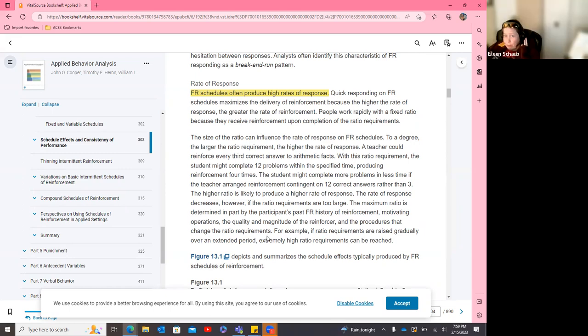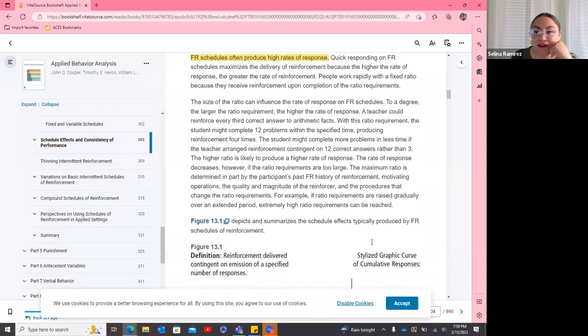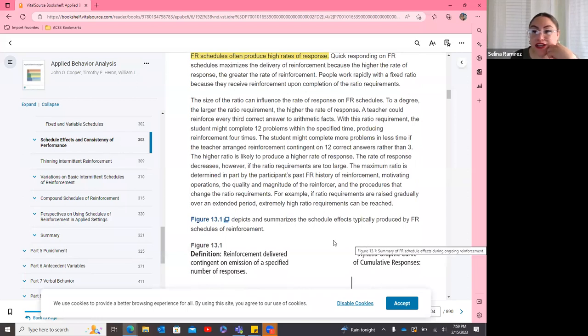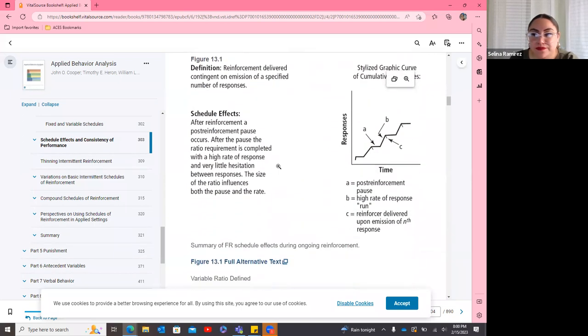It's not worth it. Yeah, it might lose its value. So if ratio requirements are raised gradually over an extended period, extremely high ratio requirements can be reached. So just be very careful that you're not causing that ratio strain. So know how far they can go with those ratio schedules.